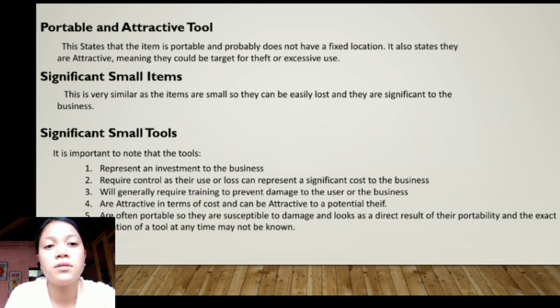It is important to note that the tools, first, present an investment to a business. Second, require control, as their use or loss can present a significant cost to the business. Third, will generally require training to prevent damage to the user or the business. Fourth, are attractive in terms of cost and can be attractive to a potential thief. Lastly, are often portable, so they are susceptible to damage and loss as a direct result of their portability, and the exact location of a tool at any time may not be known.